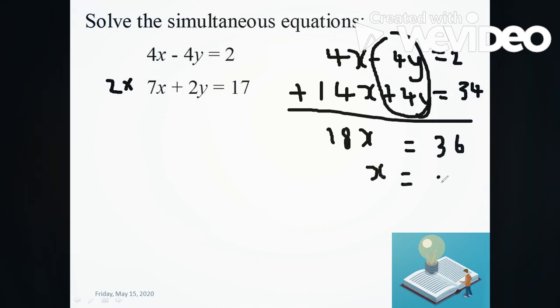X equals 2. Then now we choose one of these equations. I'm going to choose the one without a negative, which is equation 2.